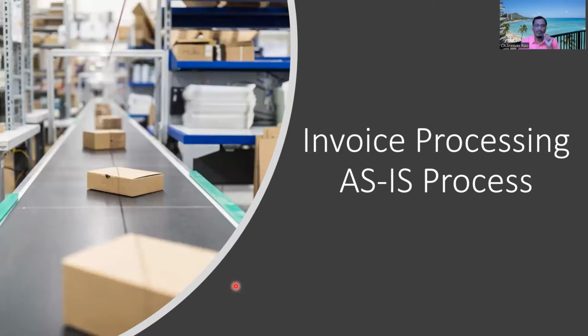What are the different departments involved? What are the different people involved? What are the different applications involved? What are the different activities we are performing? Then we will see the to-be process, how it works after implementation of RPA. Both we are going to see. First, we will see the as-is process.